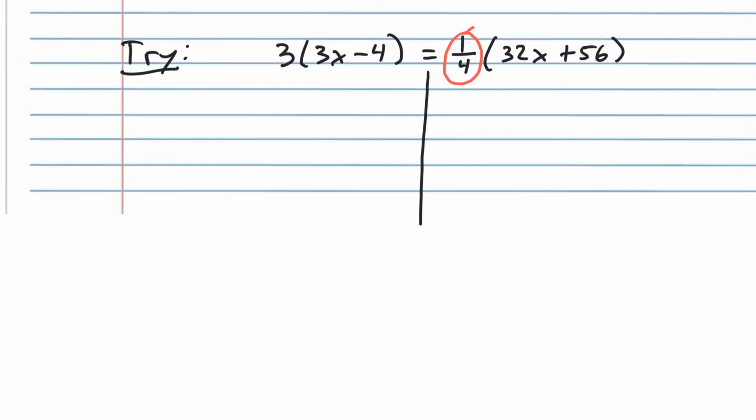So we're going to take that 1/4, and we're going to distribute it. Now, when you're multiplying with a fraction, that's the same thing as doing division. So realistically, we're doing 32x divided by 4 and 56 divided by 4. Again, use a calculator if you need to. So when you distribute the 1/4, 1/4 times 32, same thing as 32 divided by 4, gives you 8x. 1/4 times 56, or 56 divided by 4, gives you a positive 14.